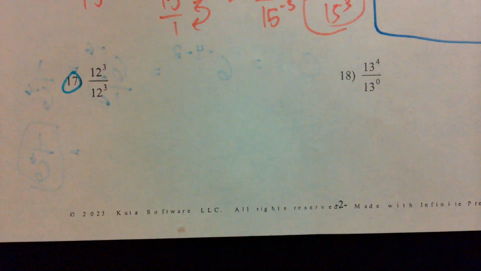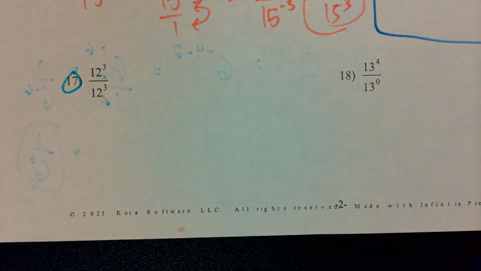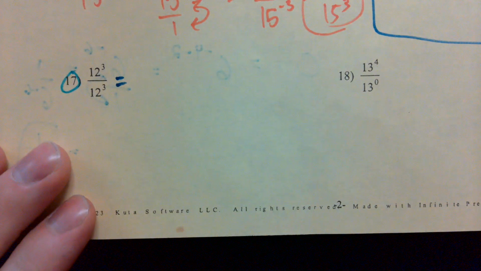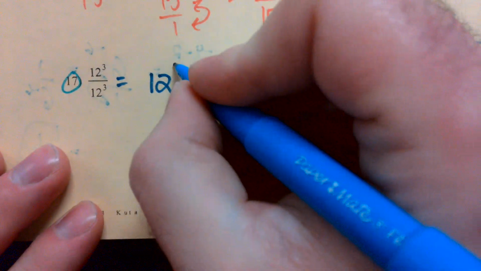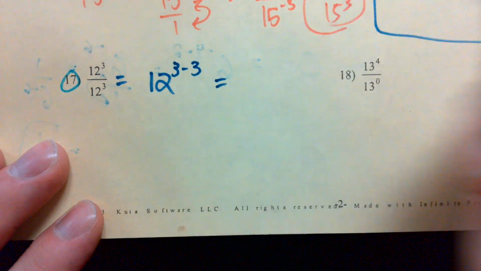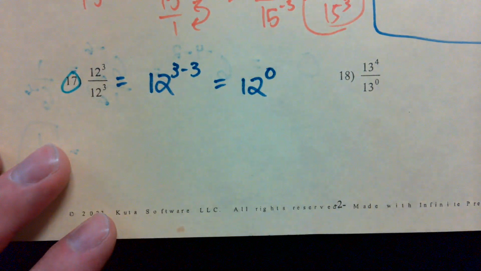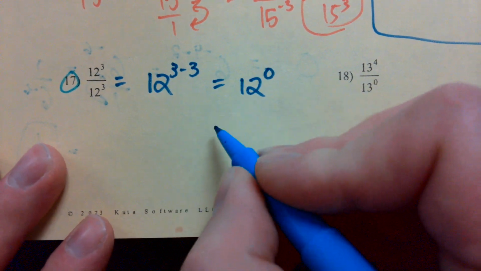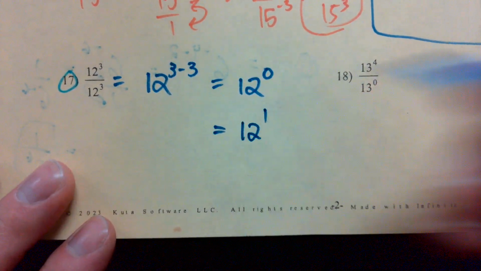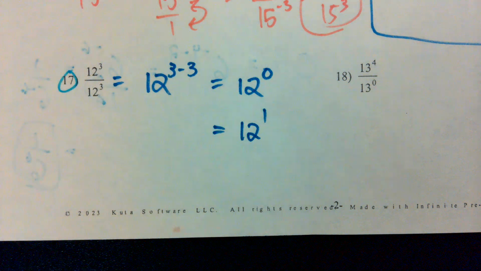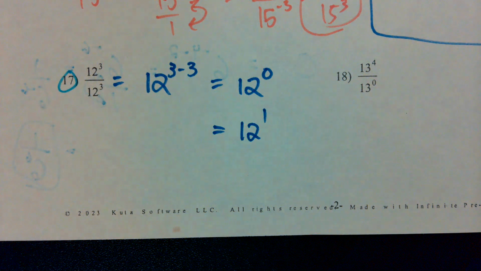17, last one we're going to go over. 12 to the third over 12 to the third. Let's do the quotient rule. Our like base is 12. Yep. We'll do 3 minus 3. What is 3 minus 3? 0. 0. Equal 1. And 12 to the power of 0 is equal to 1. 1. Did I do that right? No. Take a look. No.